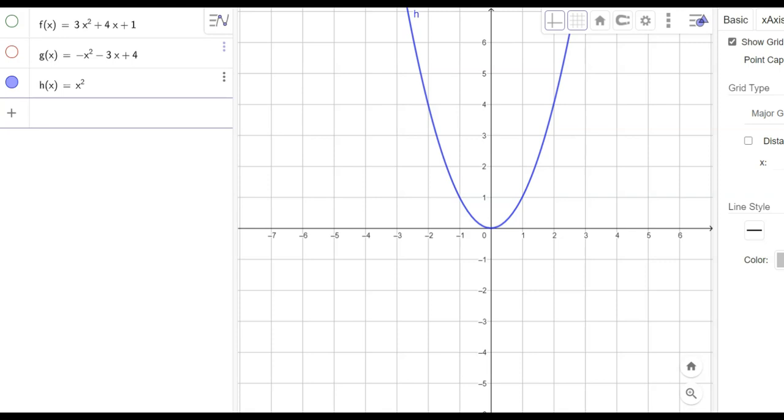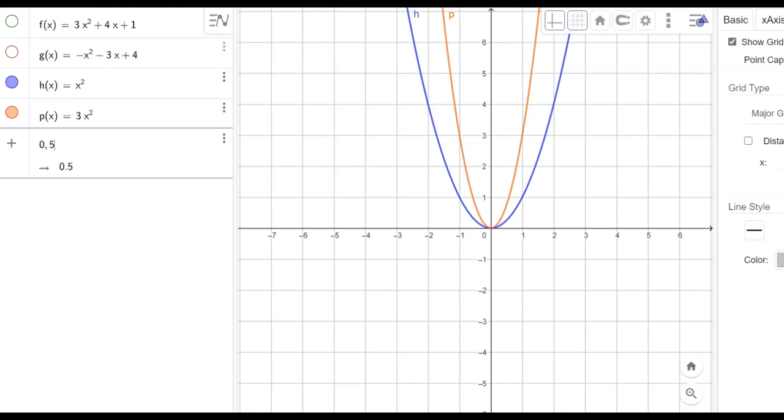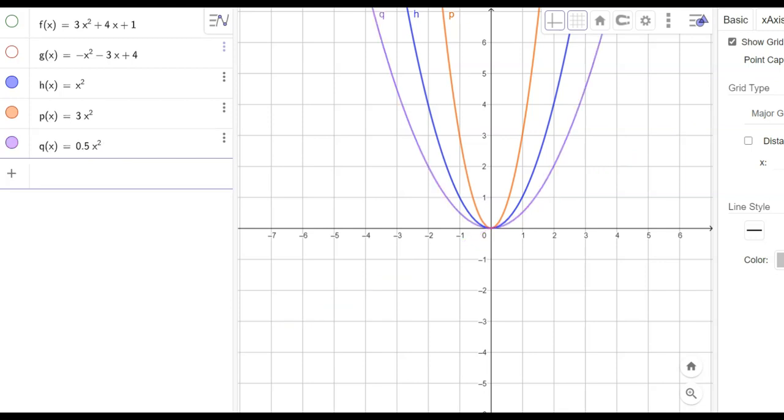Okay, what happens if we change this a little bit? For example, if you take 3x squared, then we are given the same shape of the curve, but it's a little bit steeper. And if we instead, for example, take a half, then we'll get less steep. Same shape, but less steep, this pink here.